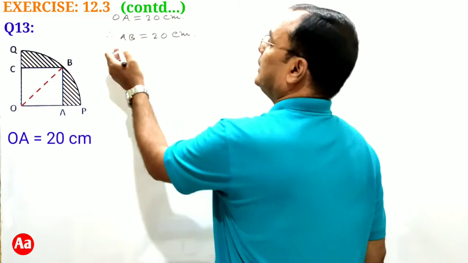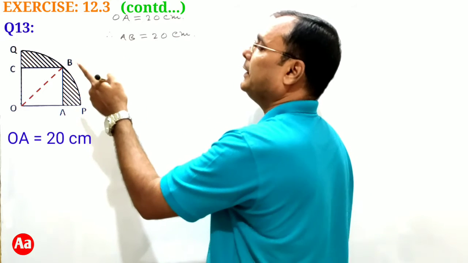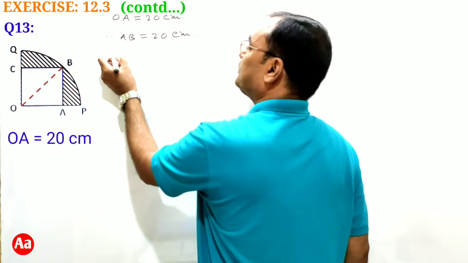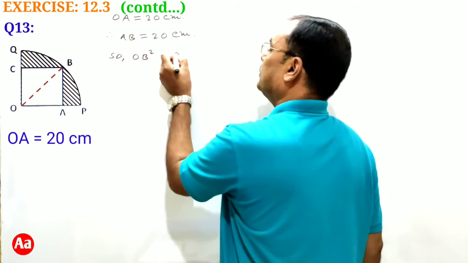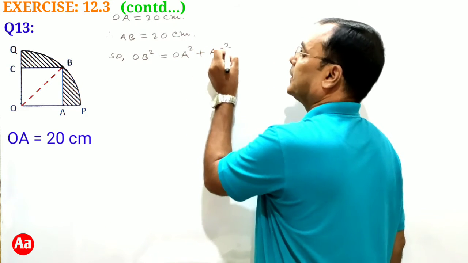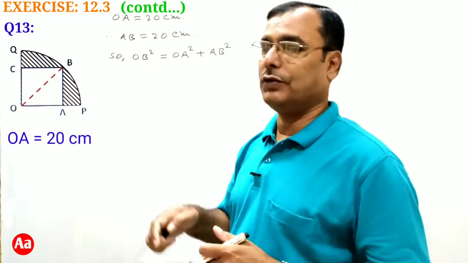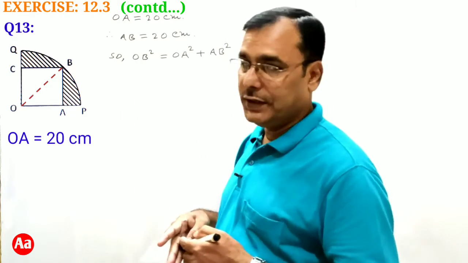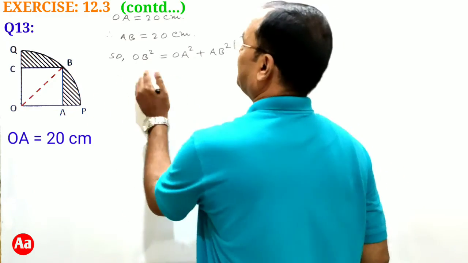Angle A is 90 degree, because the angle of a square is a right angle, so let us apply Pythagoras theorem and calculate OB. So OB square equal to OA square plus AB square. Why are we calculating OB here? Because B is a point on the arc of the quadrant OPBQ, and O is the center, so OB will be the radius of the quadrant. That's why we are calculating OB.